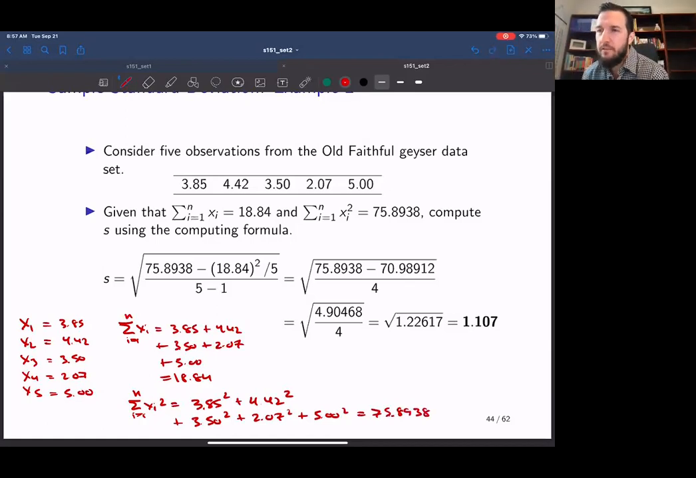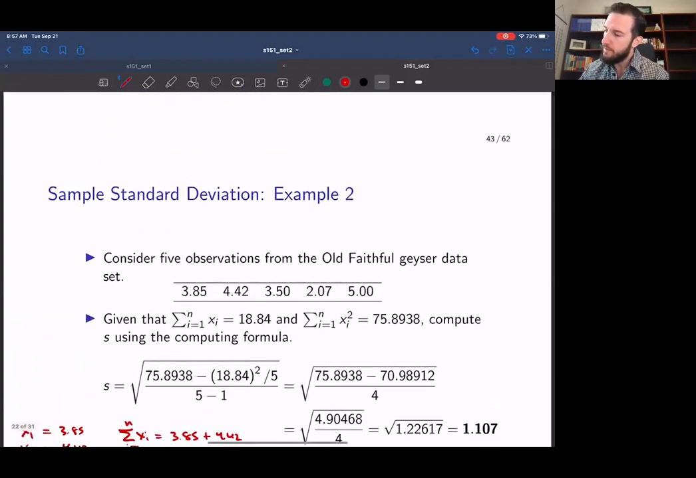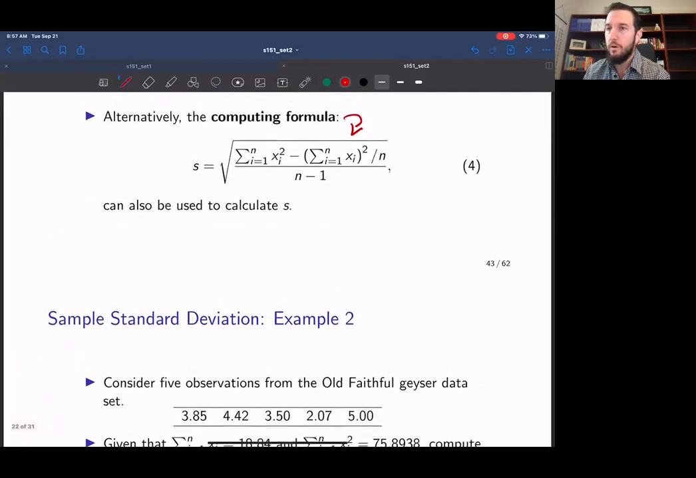So this is effectively why the computing formula is considered to be a faster formula for getting little s, because you just have to add the values together, and then you just have to add each value squared together. And then once you have these two numbers, we're just subbing into equation 4. Okay.